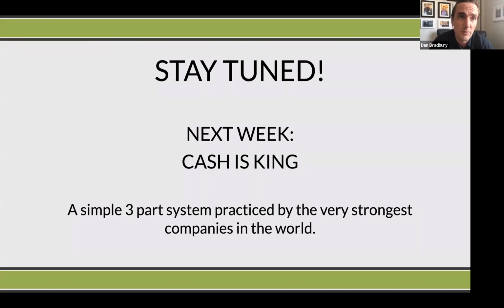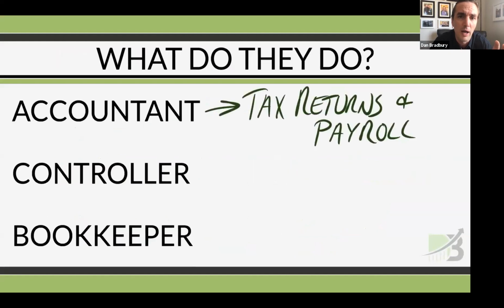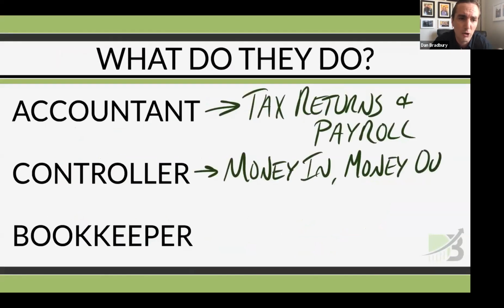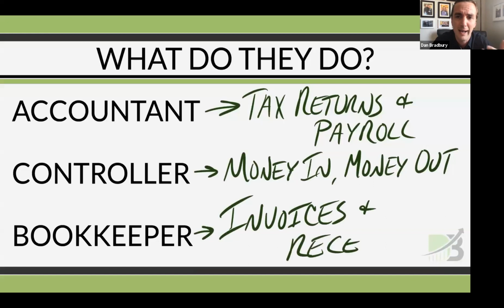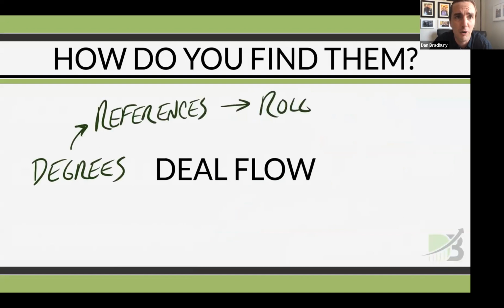So that's the key points, okay? The key points, that's how you find them. It fundamentally goes back to deal flow and the three roles: accountant, controller, bookkeeper, right? Accountant's about all things tax. Financial controller is about cash control, credit control. Bookkeeper is about recording things, invoices and receipts. You need to get them via deal flow.